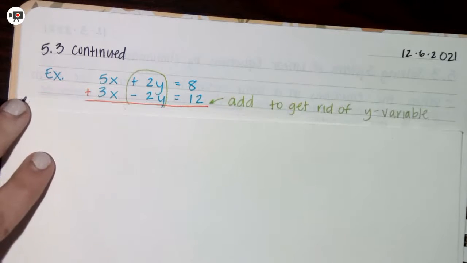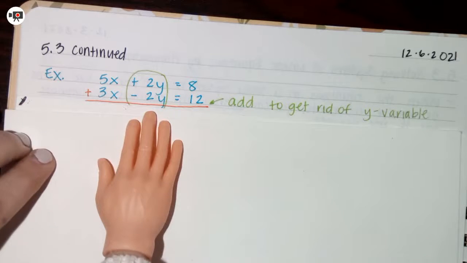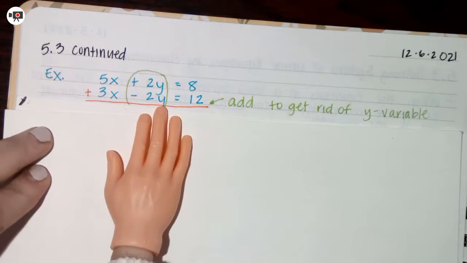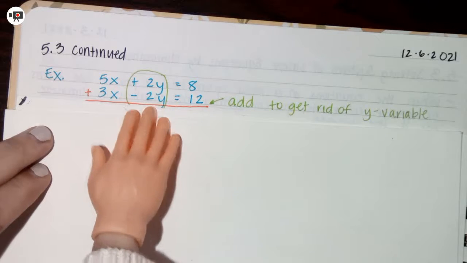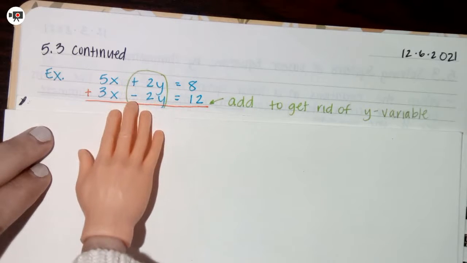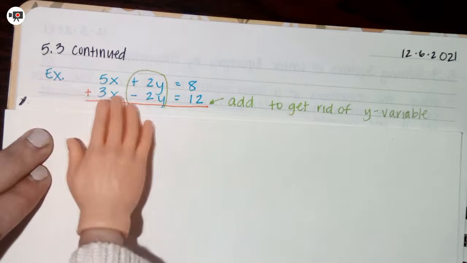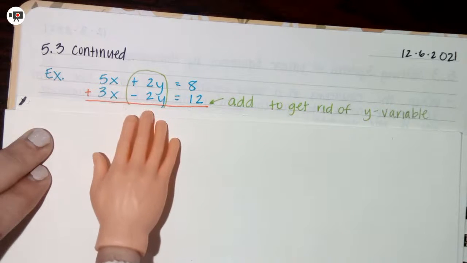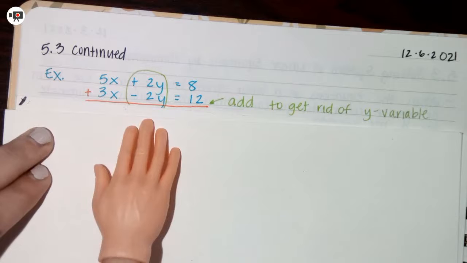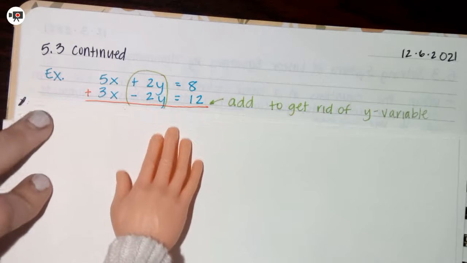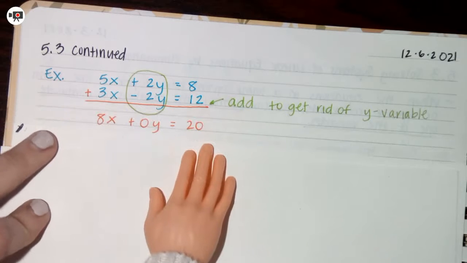So, with systems of linear equations, we are given two different equations, and we look and see, do they have a match? This one does. They both have two y's. One is positive and one is negative. So if I add them together, 2 plus a negative 2 is 0. So the y's would be eliminated. So I'm going to add these two equations together to eliminate the y variable.